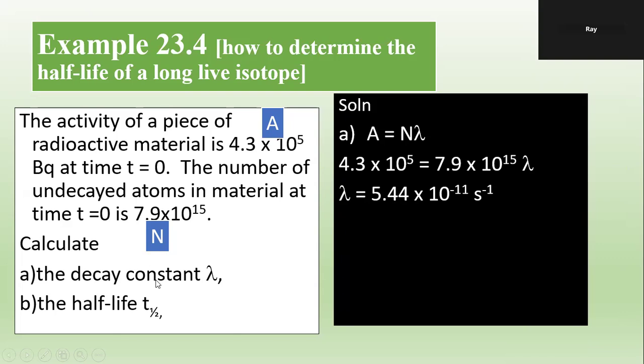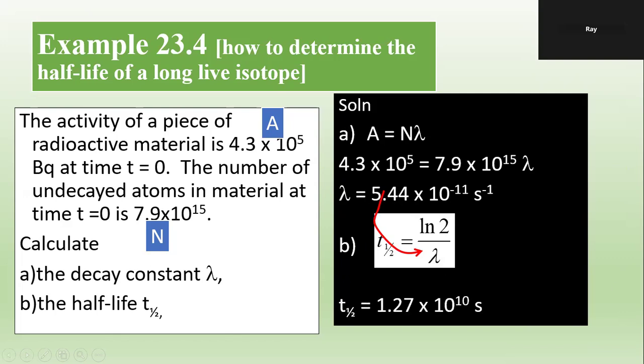Then for half-life, you can get the formula from the formula sheet. 0.693. Then take this line, put it around, and substitute in. Okay, anything not clear?